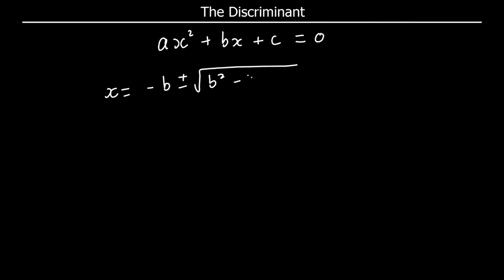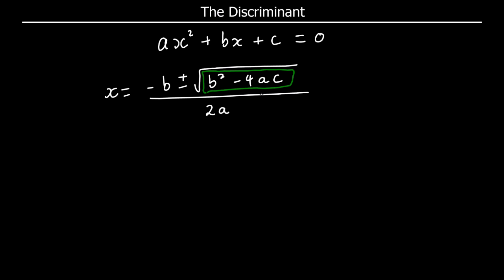For a quadratic in the form ax squared plus bx plus c equals 0, the quadratic formula tells us that x is equal to minus b plus or minus the square root of b squared minus 4ac all over 2a. Now this part, the b squared minus 4ac of the quadratic formula, is called the discriminant. So that's the discriminant, and it tells us how many real solutions, how many answers the quadratic has.